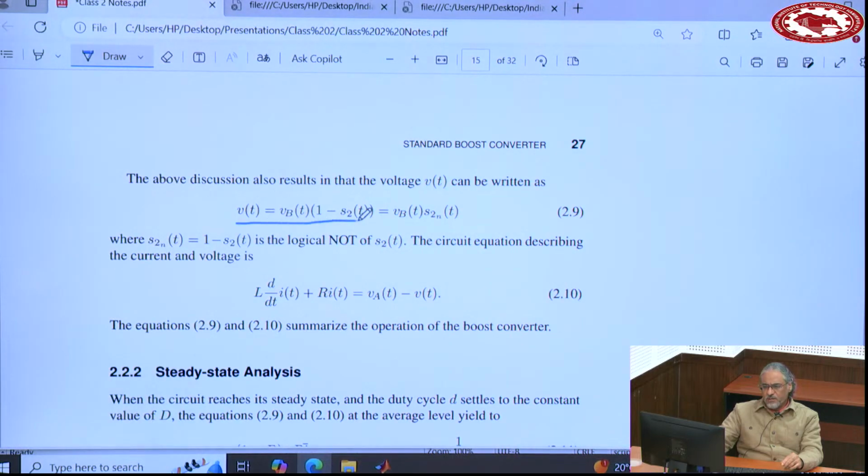So the voltage across the diode will be VB times (1 minus S2), which is S2N. Because when S2 is 1, the voltage is 0. When S2 is 0, the voltage is VB. So that's the expression we have. And this is the voltage equation. So these two equations together give you the full mathematical model of the boost converter.